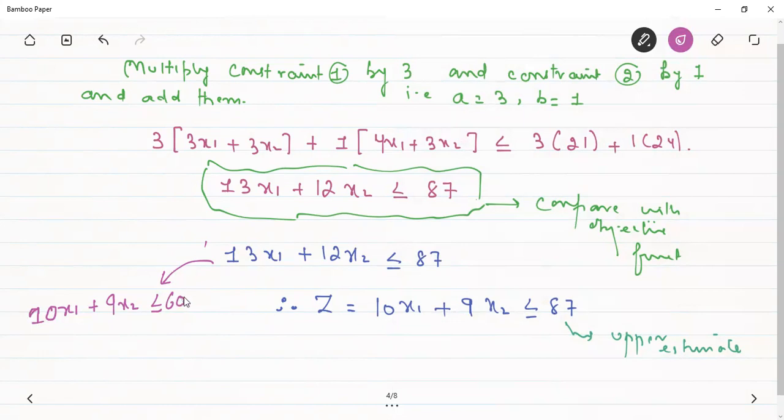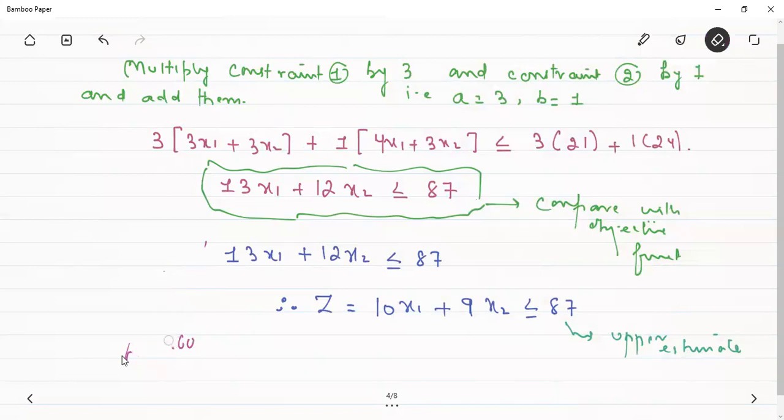Then I could have directly said that z max is equal to 60, because of this inequality and the objective function we are seeing. Only then I can say that its maximum value will be 60. But see, my objective function is less than this function. Therefore, I can't say that the maximum value of z will be 87. What I am trying to do is minimize this upper estimate. Therefore, I am trying to get this inequality close to my objective function.